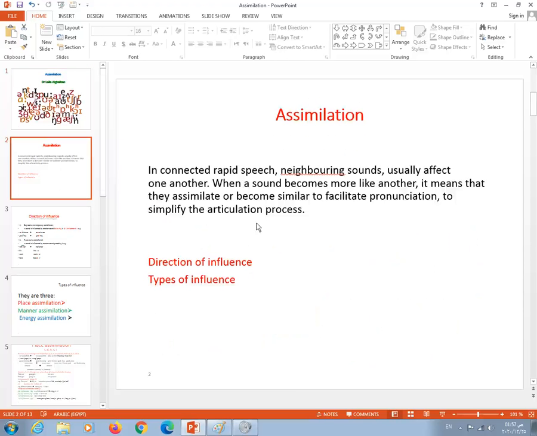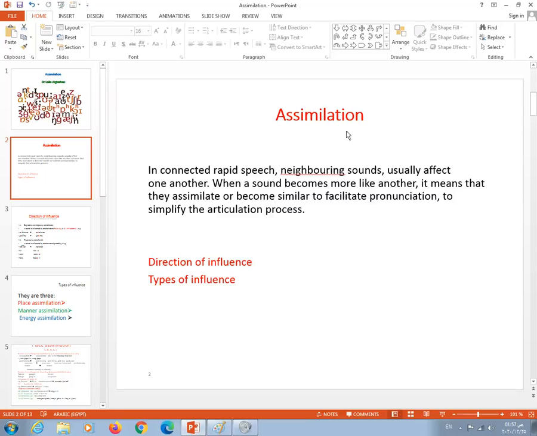First, what's assimilation? This is a very important term because we find that assimilation is there in all human languages, and it's a way that we use in order to make our pronunciation easier and facilitate the articulation process. And it's found, as I said, in all languages. So in connected rapid speech, neighboring sounds usually affect one another. When a sound becomes more like another, it means that they assimilate or become similar.